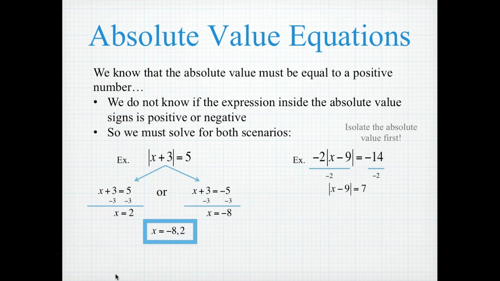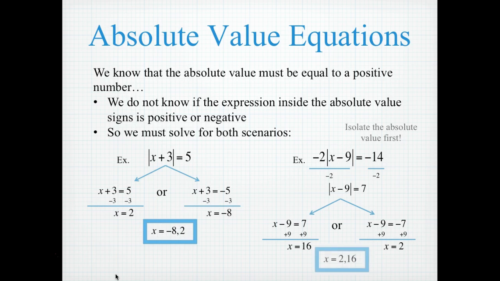Now we have the opportunity to separate and set up both scenarios. One scenario to represent x minus 9 equals 7, and the other for x minus 9 equal to negative 7. Adding 9 to both sides gives us values of 2 and 16 for solutions to this example.